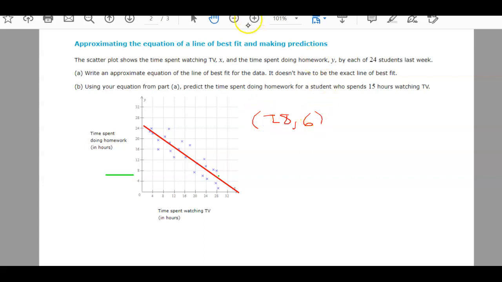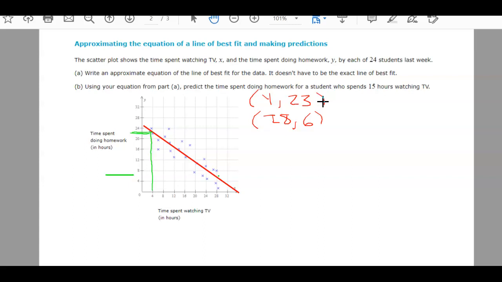And why don't we go ahead and pick a different point? Maybe I'm going to come over here to the 4, and it looks like this might be a 23. So if I go over 4 and up 23, then that's going to be my other point. So I'll just say 4 and 23. So what we need to do is find the slope of that line. If we have 2 points, we can go ahead and find the slope.